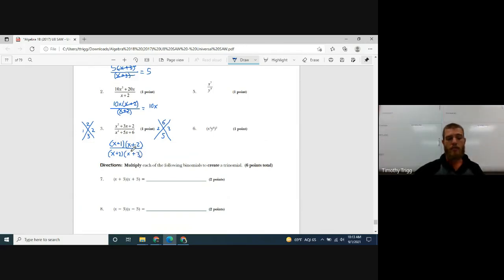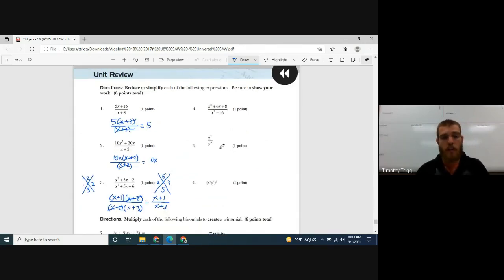Do you see anything that cancels? Hopefully you can see that this x plus 2 cancels with this x plus 2. So that'll leave us with the final reduced form of x plus 1 over x plus 3. Just like that.